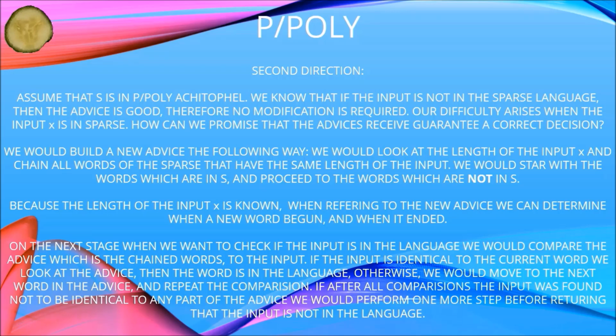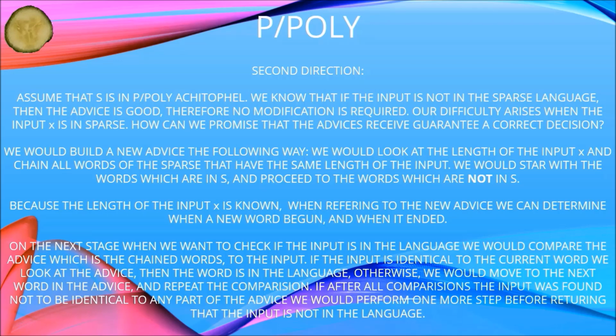Well, we would build a new advice the following way. We would look at the length of the input x and chain all words of the sparse language that have the same length as the input. We would start with the words which are in S and proceed to the words which are not in S. Because the length of the input x is known, when referring to the new advice, we can determine when a new word began and when it ended.